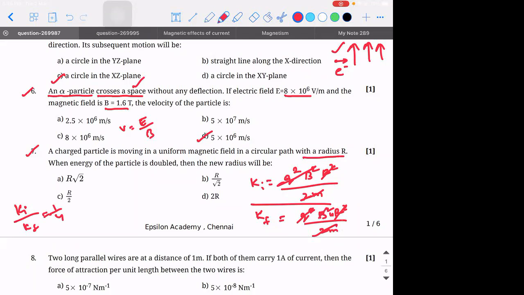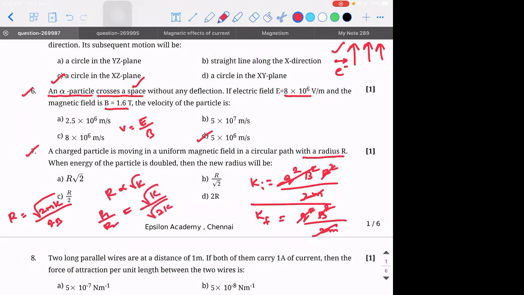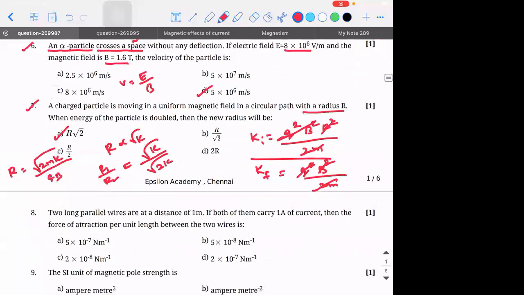Did I do any mistake? Oh, when the energy of the particle is doubled. Sorry, sir, I thought the radius is doubled. I didn't read the question. That's why we can use root 2. That is better. Actually, I thought they were asking kinetic energy. R equals root of 2mK divided by qB. So R is directly proportional to root K. So R1 by R2 is equal to root K by root of 2K. So R2 will be root 2 R. Then answer. Yes, sir. Right. Next.